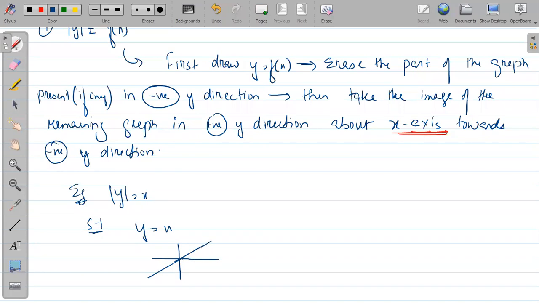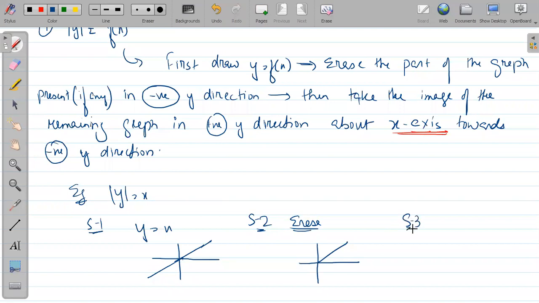Whatever there is present in the negative y part, you have to remove. Step 2 is remove or erase. Keyword is erase. So erase the negative y part. So after erasing, what is left here? So only this will be left.